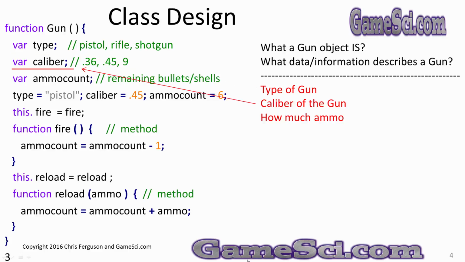Next up is the caliber of the gun. What is the round diameter of the barrel of the gun? If there's a decimal point, we're talking about the English system. That's 0.36 of an inch, a 36 caliber gun. 0.45, that's the caliber of the gun. It's a bigger caliber. It's going to fire a bigger bullet. 0.45 indicates we're storing an English measuring system value in the caliber of the gun.